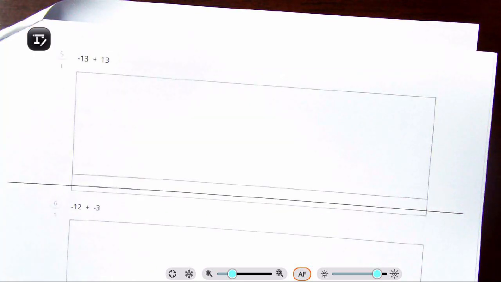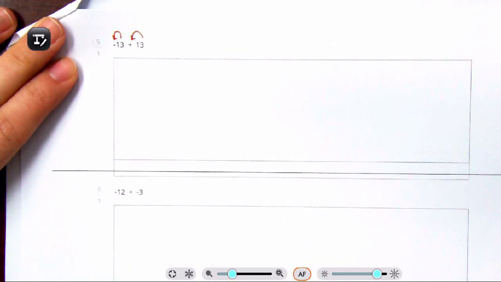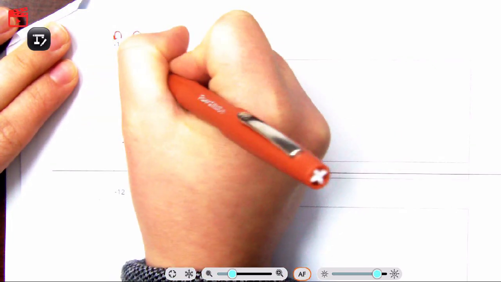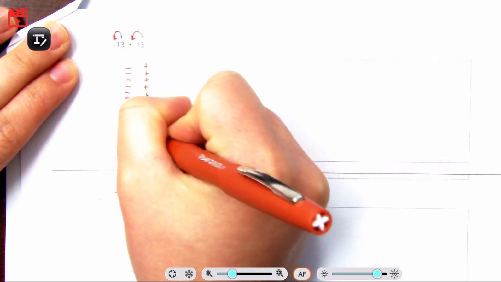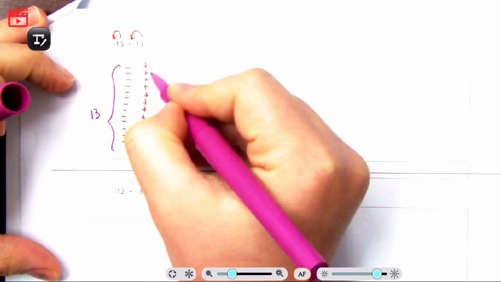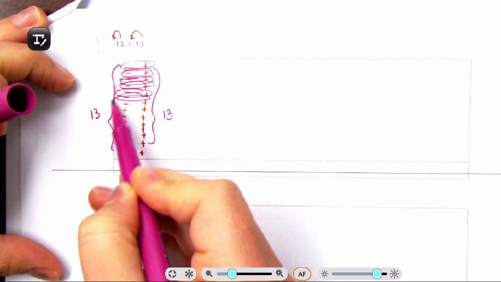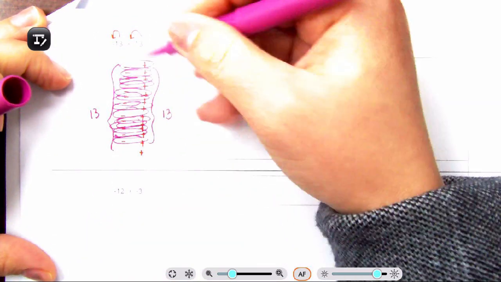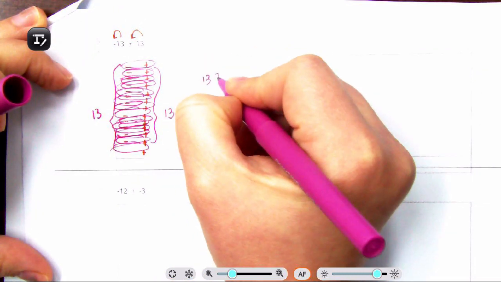Number 5 says that we have 13 negatives and 13 positives. So negative 13 plus 13, that is 1, 2, 3, 4, 5, 6, 7, 8, 9, 10, 11, 12, 13 negatives, and 1, 2, 3, 4, 5, 6, 7, 8, 9, 10, 11, 12, 13 pluses. One thing you should notice is that there are 13 minuses and 13 pluses. I ran out of room. Hold on. So I'm going to have 13 zero pairs.